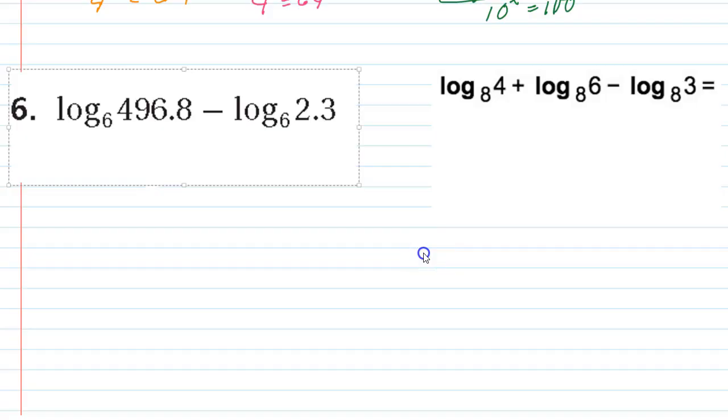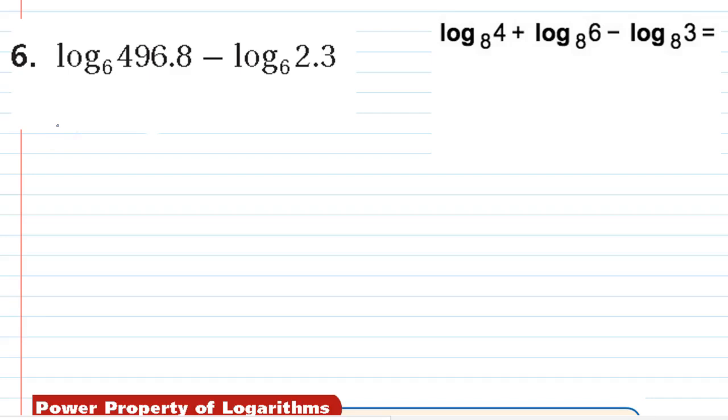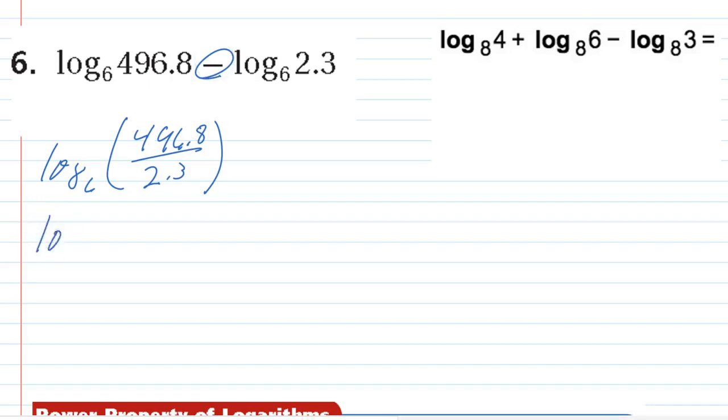Two more examples here. We have log base 6 of 496.8 minus log base 6 of 2.3. Obviously, we're not going to do that in our heads, so we divide: log base 6, and the two numbers get divided because of the subtraction sign. The subtraction sign doesn't tell you anything other than simply to divide these. I'm left with log base 6 of 216. Now we can solve this fairly easily.